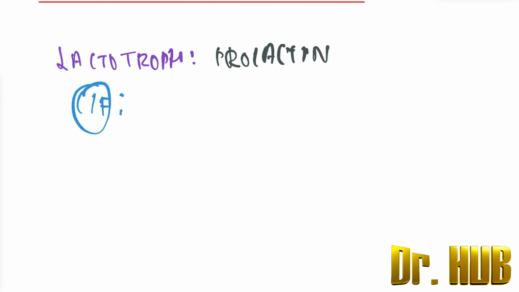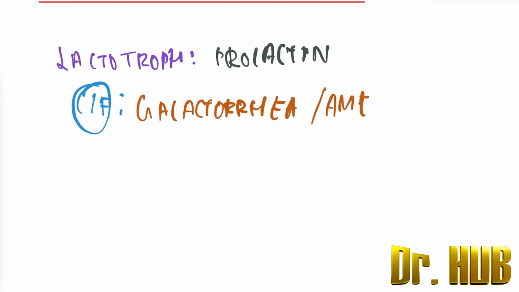So what is the hormone involved with the lactotroph? It is nothing but the prolactin. So the prolactin hormone is involved here. And what will be the clinical features? By CF we mean the clinical features. So there is presence of galactorrhea as well as amenorrhea, and this is in females.